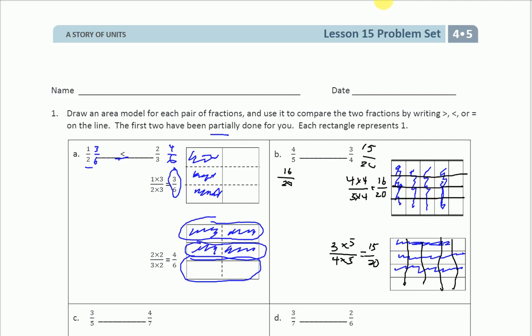So therefore, which one's bigger? 16/20ths is bigger than 15/20ths. So this one is bigger. But I know some of you are saying, well, why do I have to do all that work? I know that this is 4/5, that 4/5 is going to be bigger than 3/4. Well, you've got to do the math to find it out. So let's continue along on the next ones.